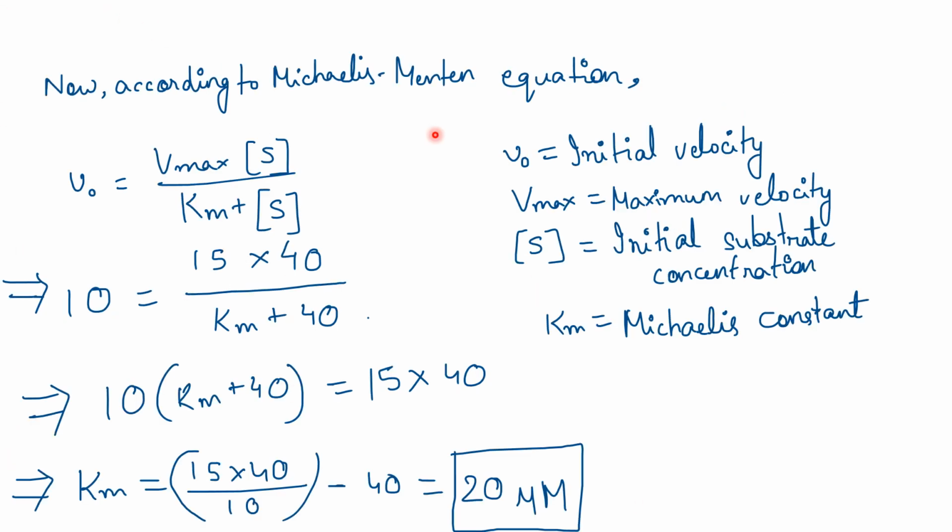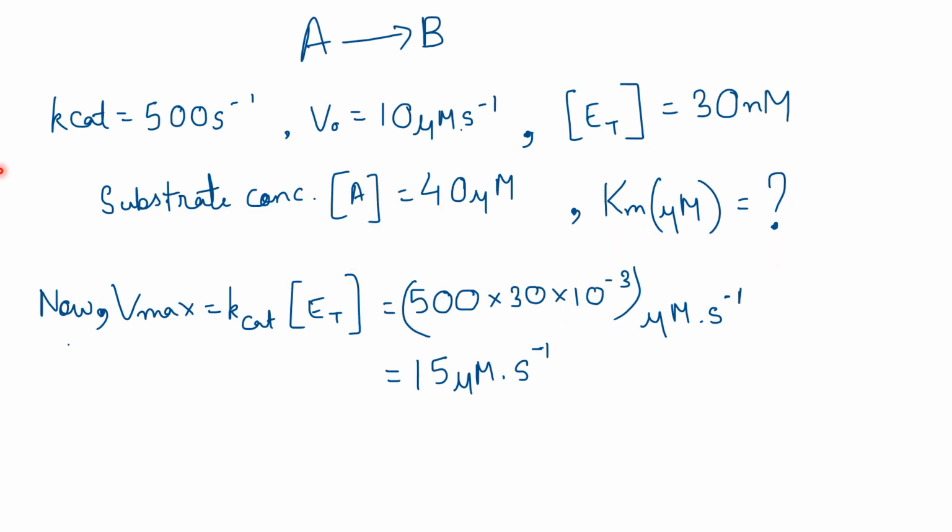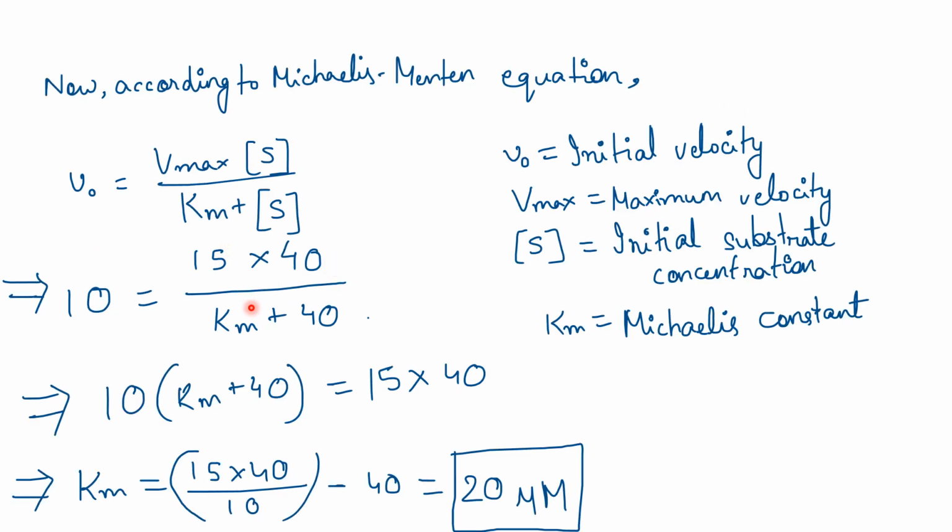In the second step, we'll follow the Michaelis-Menten equation. So V naught equals Vmax S by Km plus S. Vmax is 15. Substrate concentration we know is 40 micromolar. The substrate concentration is given in micromolar, so we don't have to change anything. Now we have to find Km. So in this equation, if we solve for Km, the value of Km comes to be 20 micromolar.